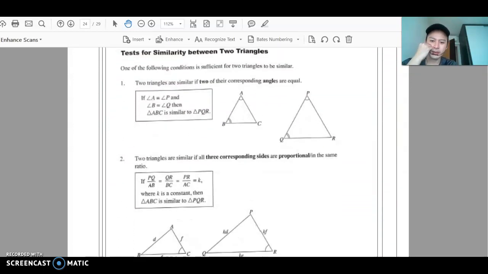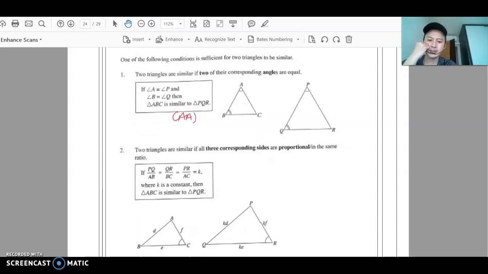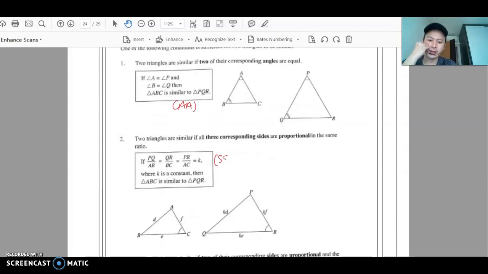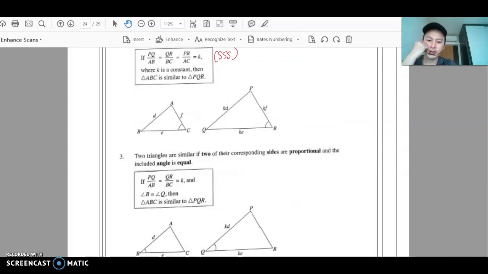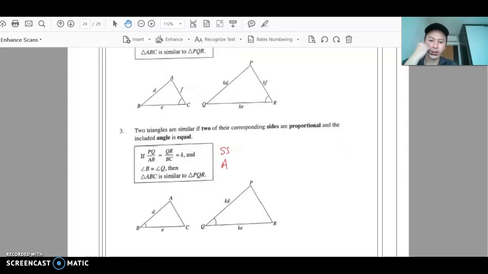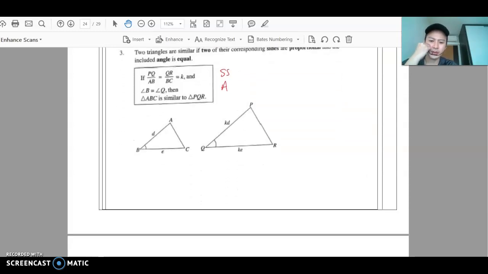Test for similar triangles. I mentioned this is under AA, two angles the same. This is on the 3 sides, and you can also have a mixture, 2 sides with 1 angle. That means 1 angle and 2 sides ratio is the same. They are also considered similar.